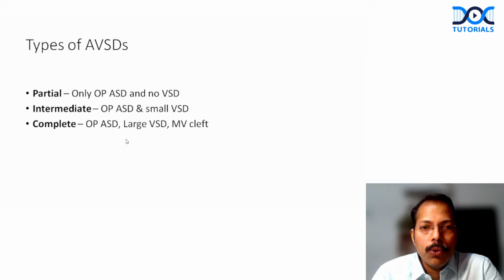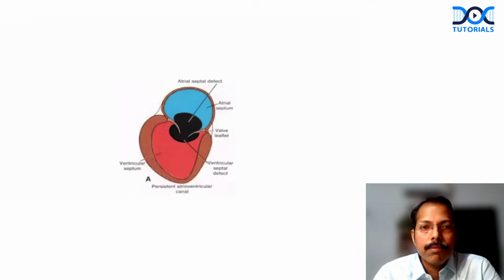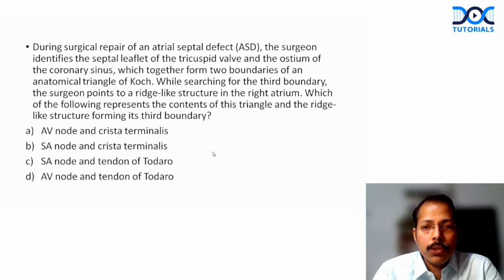So among the options, the right answer is the ostium primum ASD, because there is clear-cut evidence in the classification that it will be associated with mitral cleft, and that may lead to mitral regurgitation. Again, this is the diagram which I used to show in our classes, the typical area of the endocardial cushion defect, which leads to ASD ostium primum, VSD, and the mitral cleft, which in turn leads to mitral regurgitation. Then we can move on to the next question.